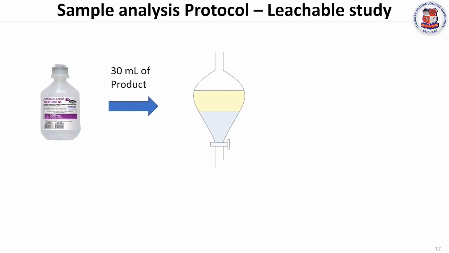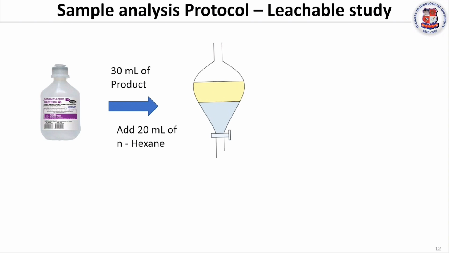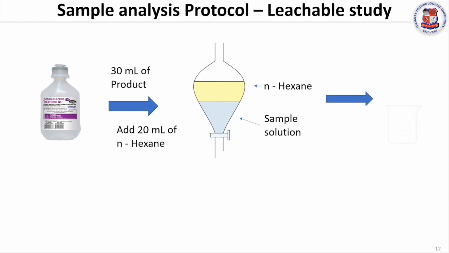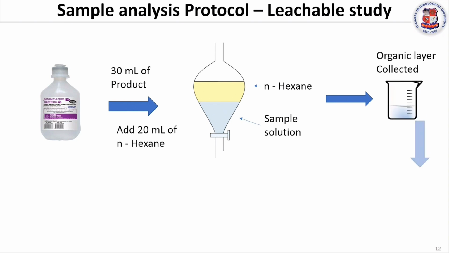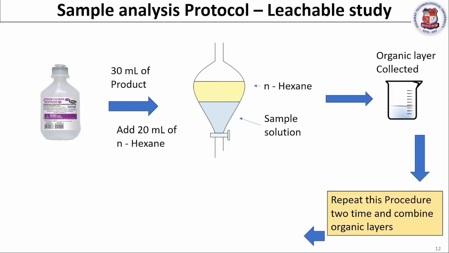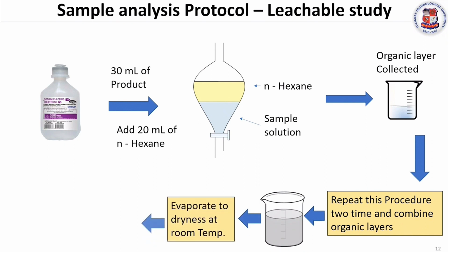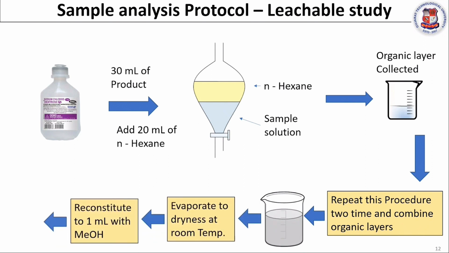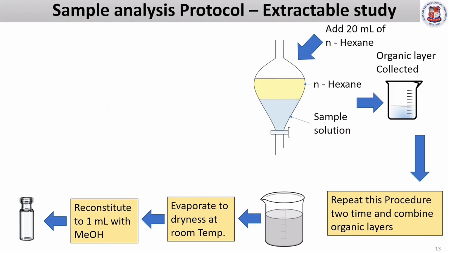So, the sample analysis protocol: what we did for the sample analysis. This is the sample preparation part. 30 ml of product was taken and extracted with 20 ml of n-hexane in a separating funnel. After separation, the organic layer was collected, and this procedure was repeated 2 times. This organic layer was evaporated to dryness at room temperature and reconstituted to 1 ml with methanol.